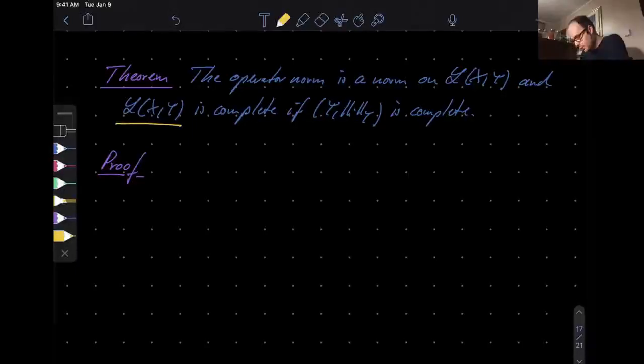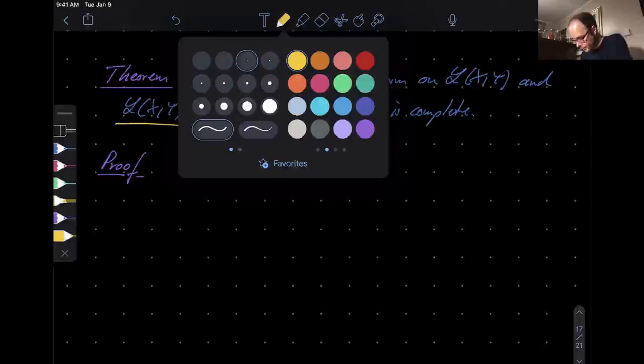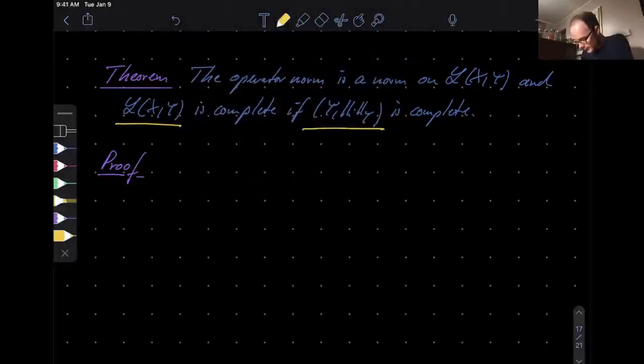And we will show they actually are all convergent, provided, well, the target space Y is complete. Okay, this will be our goal. All right, so let's get started on that. So first, we will address whether this is an operator norm, or whether the operator norm is a norm. Okay, so recall, how was it defined?